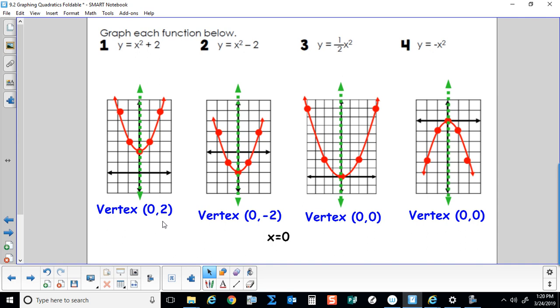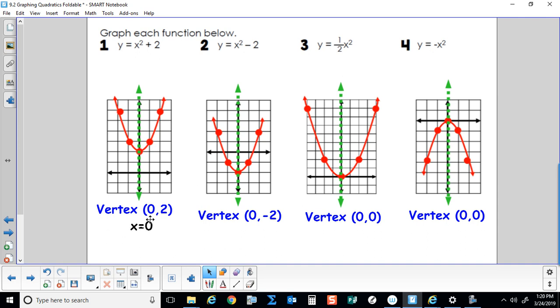So looking back at these graphs, we see they all are U-shaped. Some are facing up and one is facing downward. We have a line of symmetry, an axis of symmetry that goes through each graph. As you notice, the axis of symmetry goes through the vertex. In this instance, the axis of symmetry for all of the graphs is x equals 0.